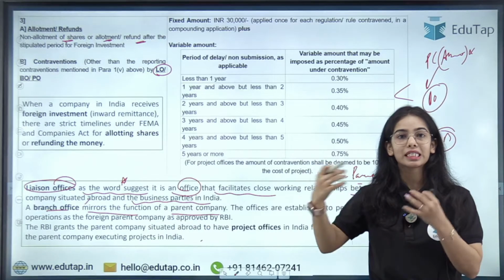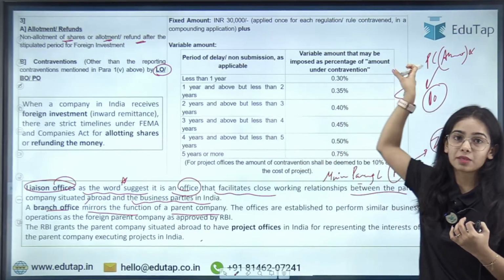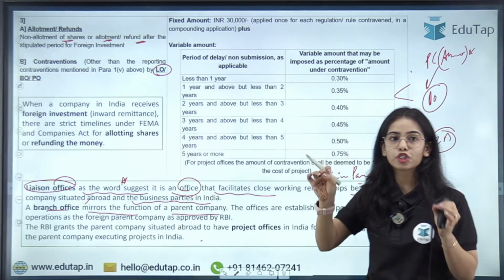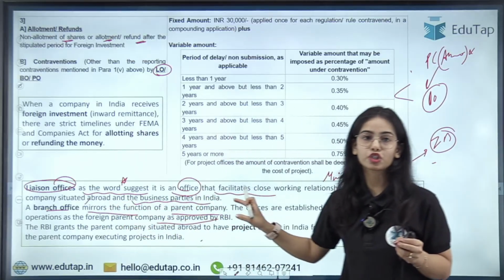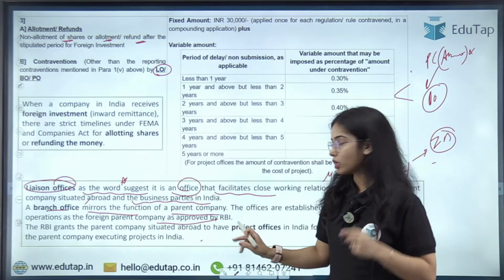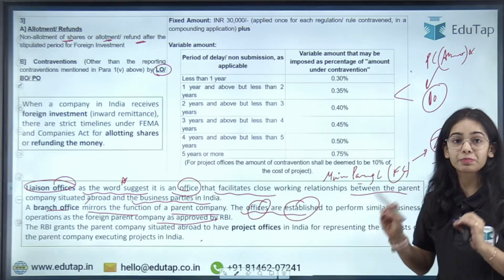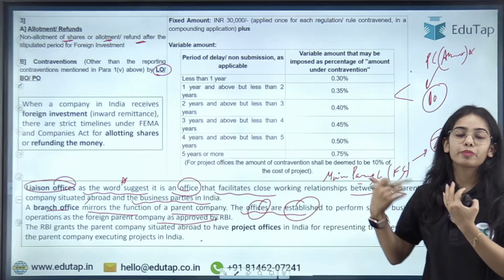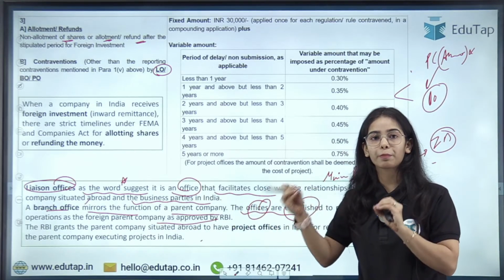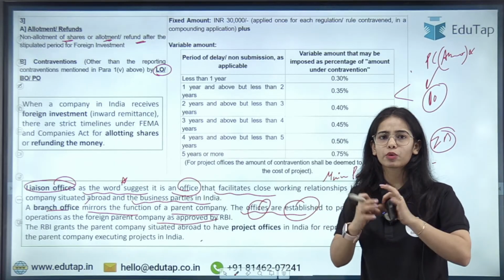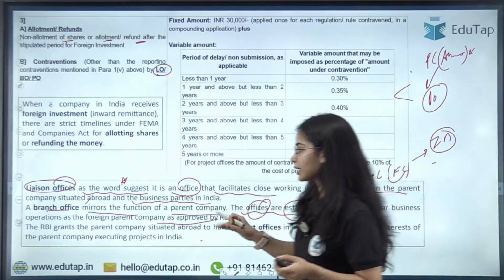So the branch office in India can give certain services as the parent company is giving abroad, but it should be as approved by the RBI. So the branch office mirrors the function of the parent company abroad, and the branch offices established in India can provide similar services, but those services should be approved by the RBI, or RBI can reject that, okay, you can give certain services but you should not give the other services. Okay, so that can happen.